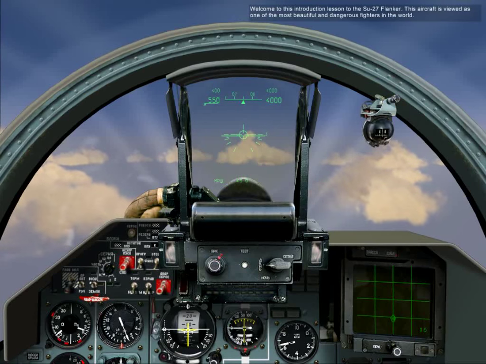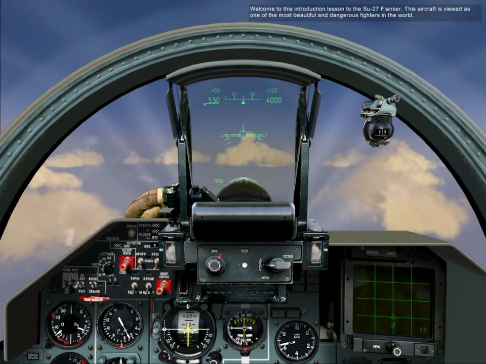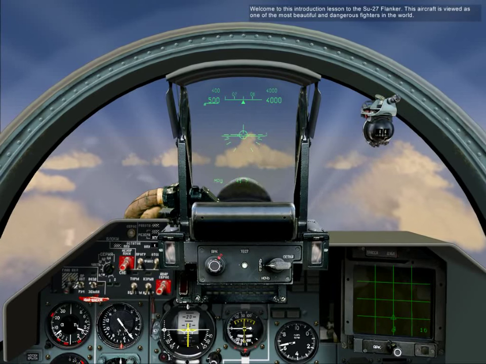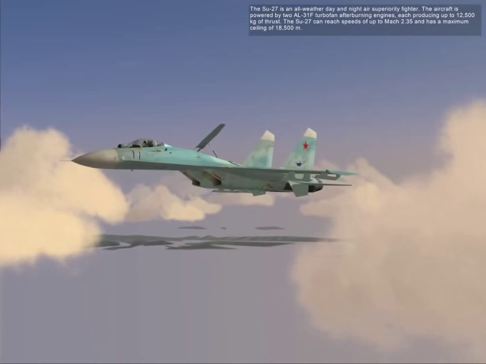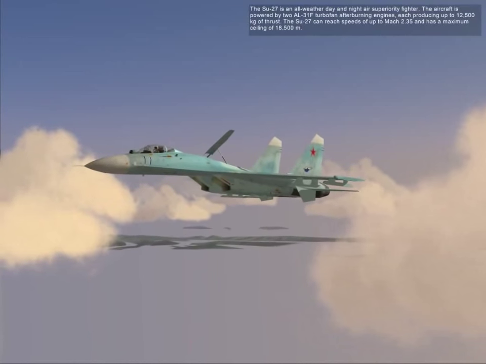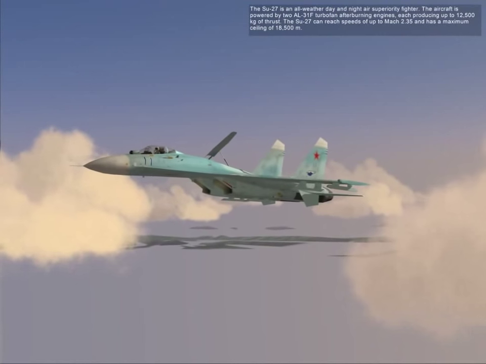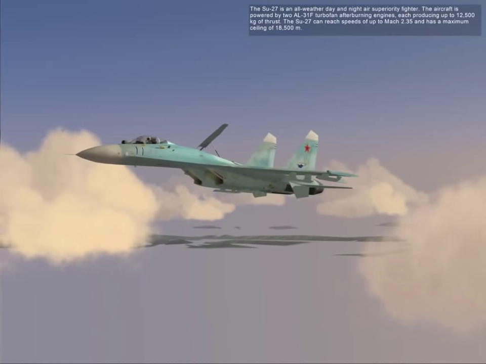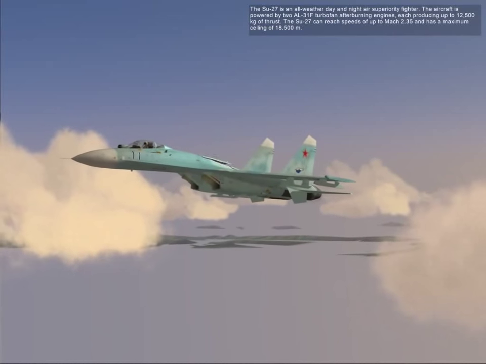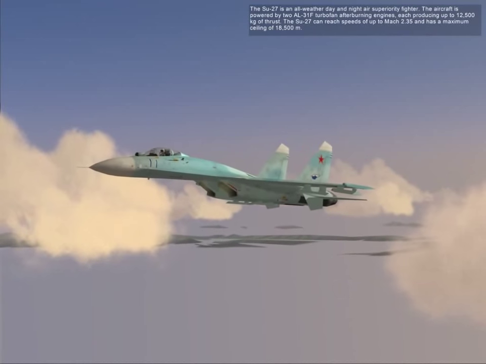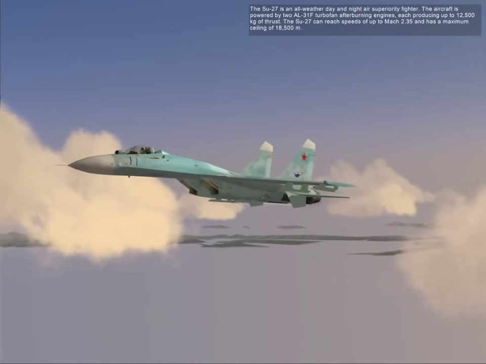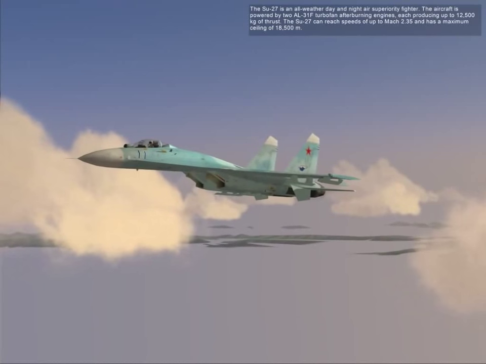Welcome to this introduction lesson to the Su-27 Flanker. This aircraft is considered one of the most beautiful and dangerous fighters in the world. The Su-27 is an all-weather day and night air superiority fighter. The aircraft is powered by two AL-31F turbofan afterburning engines, each producing up to 12,500 kilograms of thrust. The Su-27 can reach speeds up to Mach 2.35 and has a maximum ceiling of 18,500 meters.